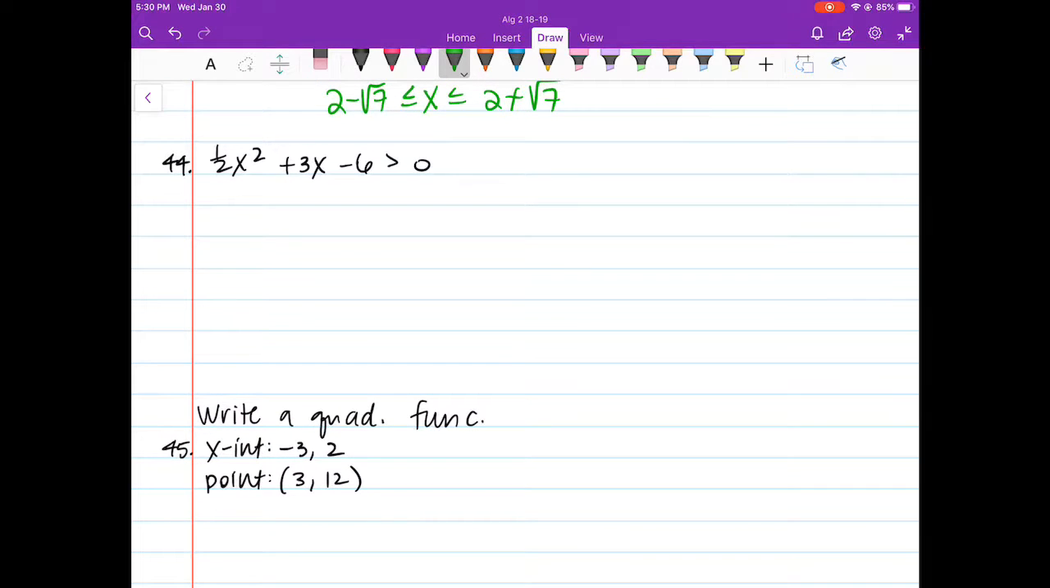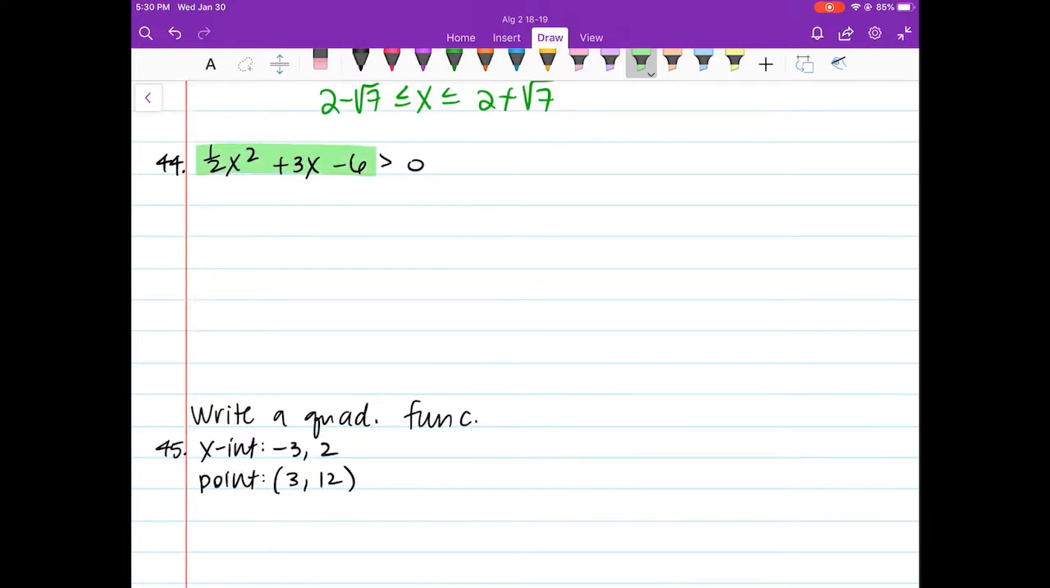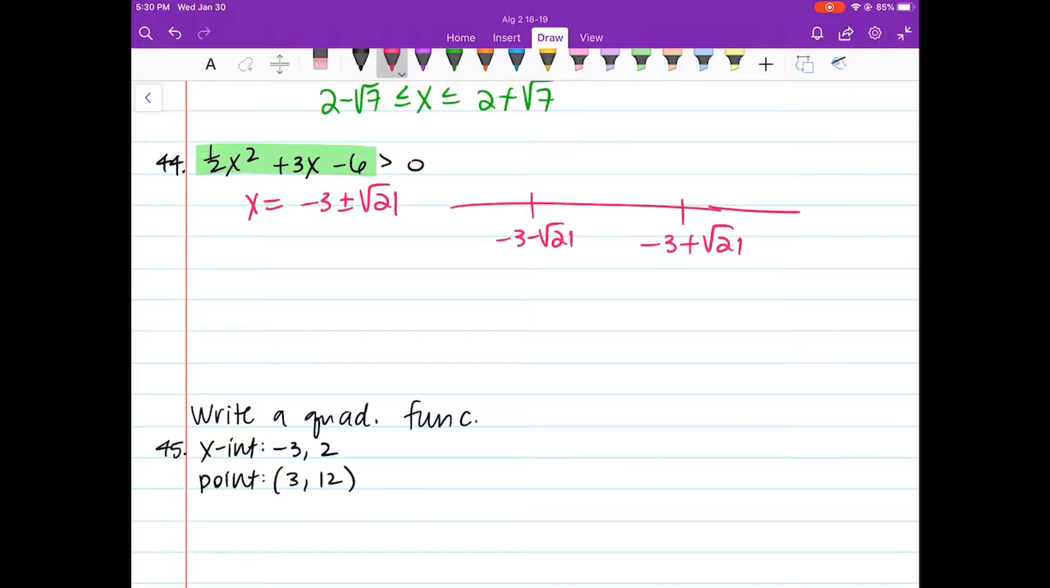Lastly, number 44. So again, I will leave it up to you ladies to set that equation on the left-hand side equal to 0 to find your solutions for x. When you do, you'll find that your solutions are x equals negative 3 plus or minus radical 21. Again, we'll throw those on a number line. So negative 3 minus radical 21 is obviously going to be to the left of negative 3 plus radical 21.